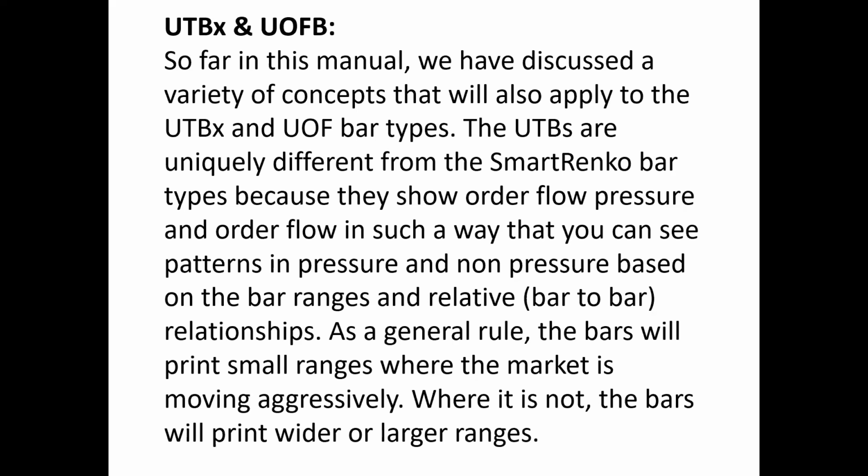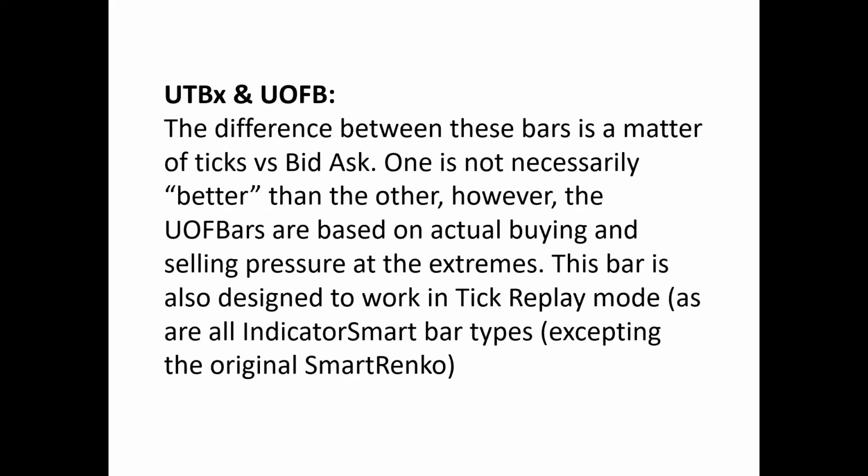As a general rule, the bars will print small ranges where the market is moving aggressively. So if the market's trending, you get smaller bars. Where it's not, the bars will print wider or larger range bars. The difference between the two bar types, Ultimate Order Flow Bar and Ultimate Tick Bar, is that one is based on actual orders in the market, the other is based on tick volume, ticks versus the actual bid-ask. Not one of these is necessarily better. It depends on the application. If the metrics that I'm making are very immediate, I definitely want the Ultimate Order Flow Bar.